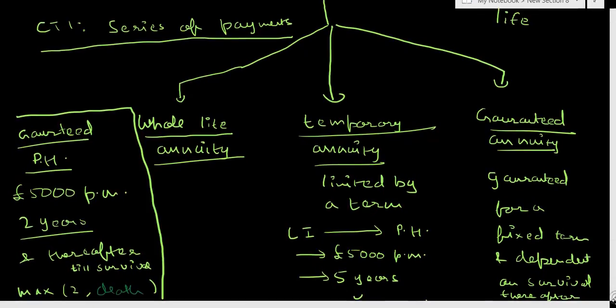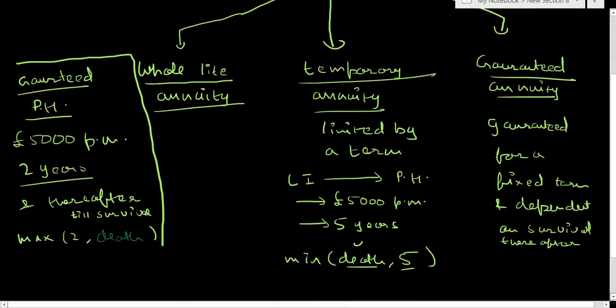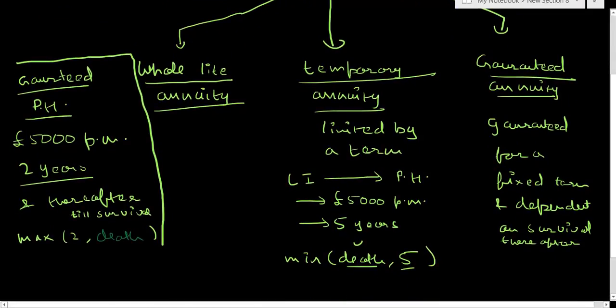So if he dies before the period of 2 years, he will be getting payments for 2 years, and if he dies after 2 years, he will be getting these payments till his death, because then death would come after 2 years and it would be more than the 2 years. So he gets the payment till the maximum of these two. So these are the three kinds of annuities.